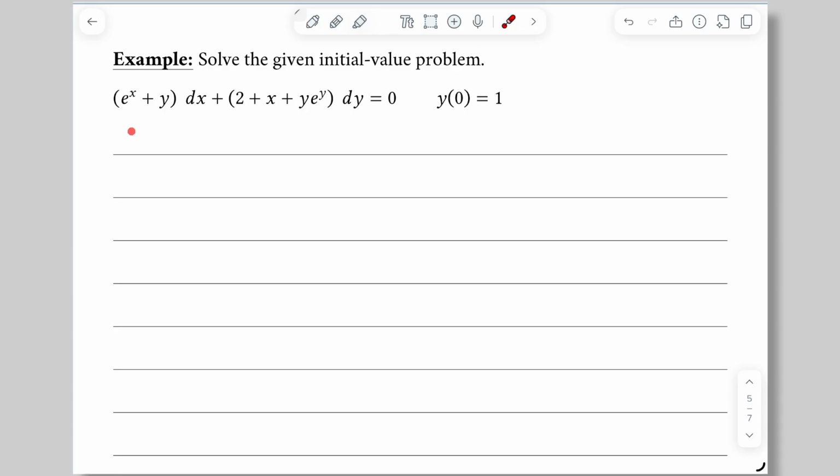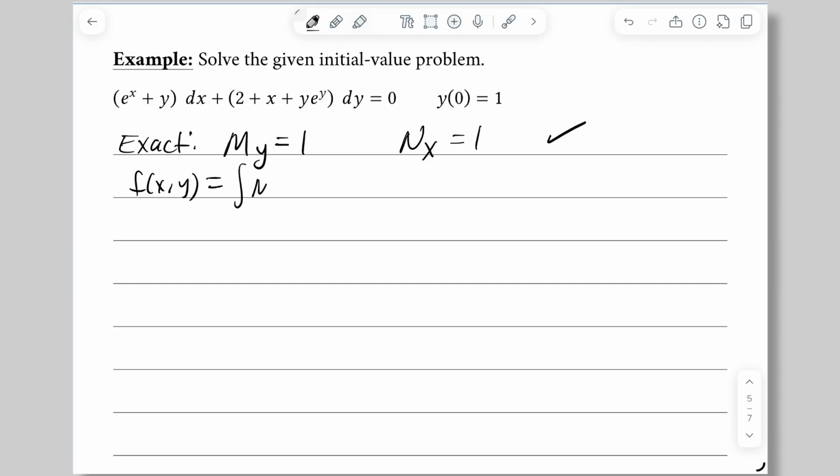And in this case, I'm going to solve the exact equation using a slightly different path, just so you have some variety and you can pick among the options that I'm giving you. First, we've got to check to see if this is exact. And quick partial derivatives tell us that M_y is 1 and N_x is 1. So yep, it's exact. Now, we know that f of xy is equal to the integral of M dx.